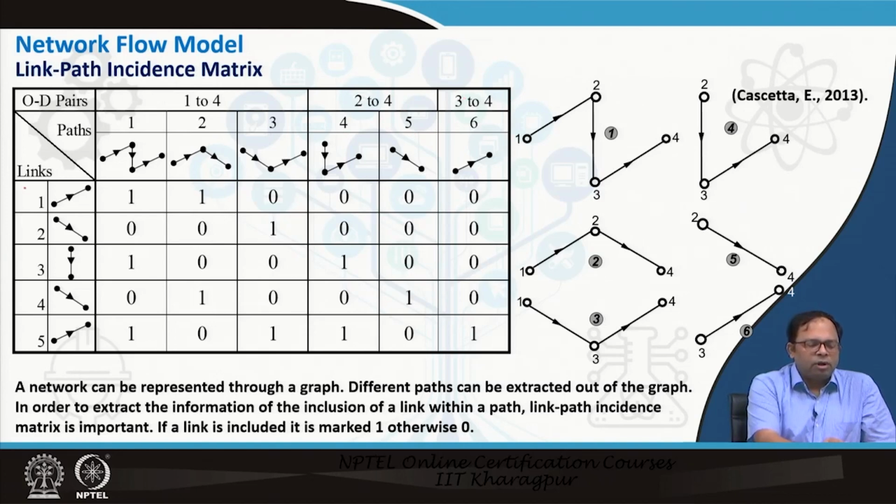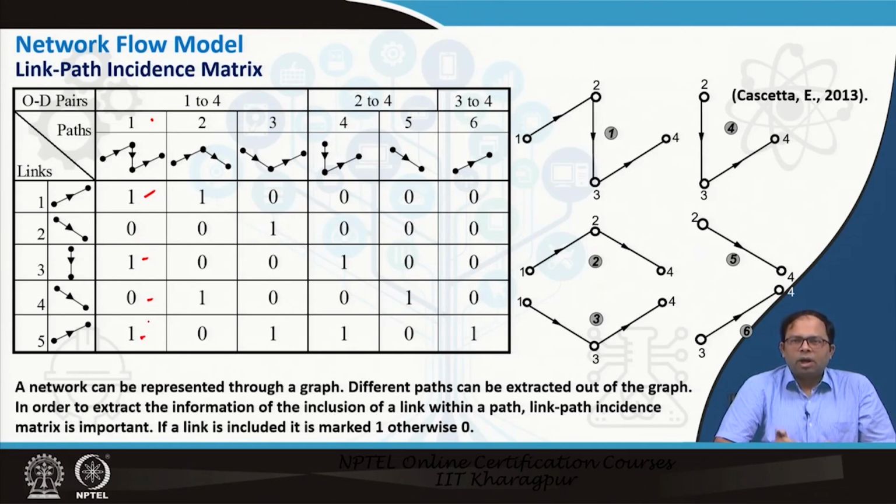And on this side we have got the links 1, 2, 3, 4, 5, there are 5 links, and we can just put in this first path that link 1 is present, link 2 is not there, link 3 is present, and then link 4 is not there, and link 5 is present. So, that is how we represent the entire link path incidence. It shows the incidence of that particular link in that particular path.